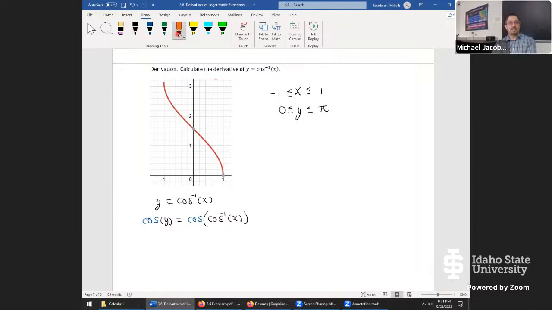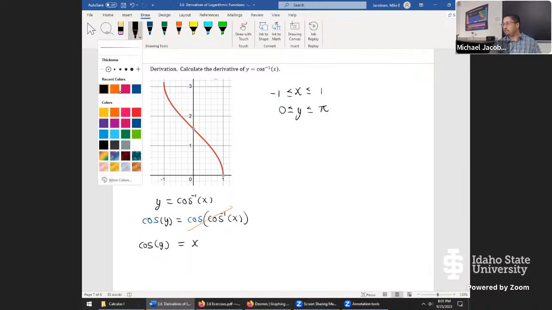And now any function compared with its inverse does that wonderful thing. It's an immediate cancellation. Whatever cosine inverse has done to x, cosine brings it right back. And so your right-hand side is just an x. Left-hand side is cosine of y. But we know how to differentiate both sides of that. And so now the next step is the true implicit differentiation. Any questions so far to this stage?